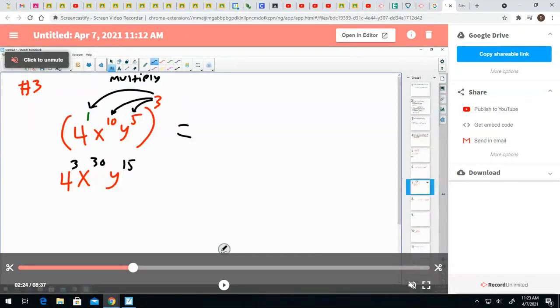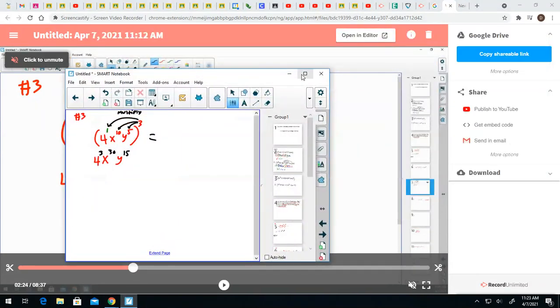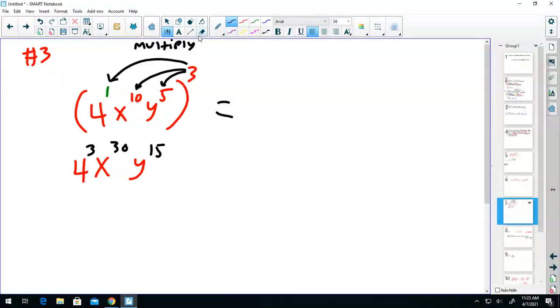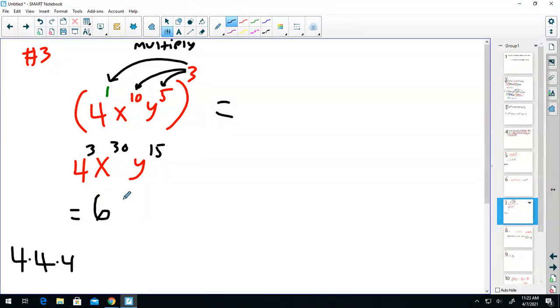Now, hold on a second. I'm going to jump in here real quick. This is the same problem. I forgot to include that 4 to the third is really 4 times 4 times 4. Okay, so 4 to the third is really 4 times 4 times 4. 4 times 4 is 16 times 4 is 64. X to the 30. Ooh, that's ugly. Y to the 15.